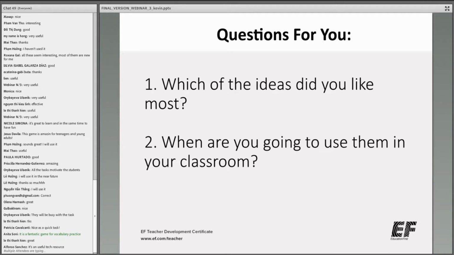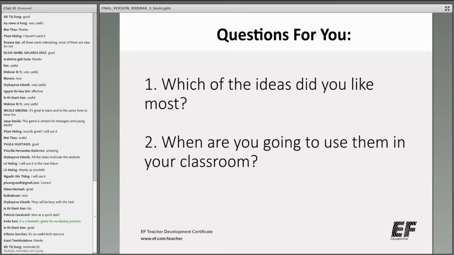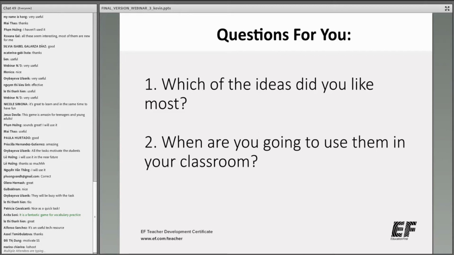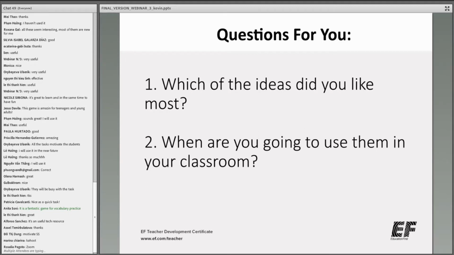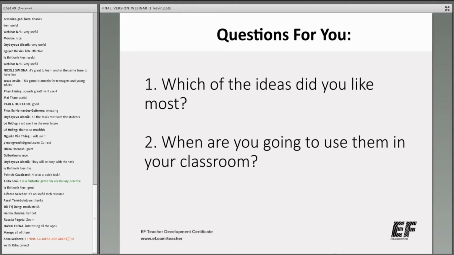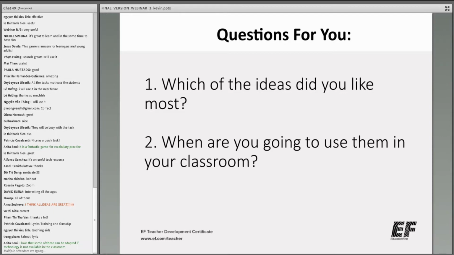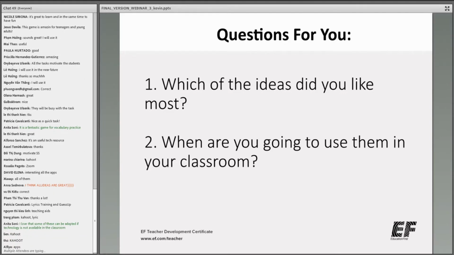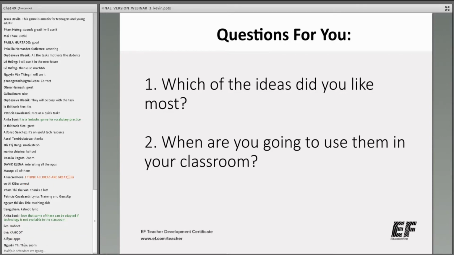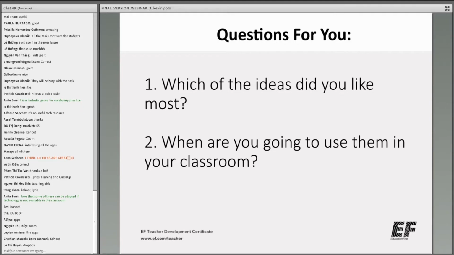So, questions for you. I know we've spoken about a lot of ideas, and I hope that you've taken notes that you will actually use these ideas. In the chat box, I would like to know two things. Number one, which of the ideas did you like most? And number two, when specifically are you going to use them in your classroom? In the chat box, can you answer those two questions?